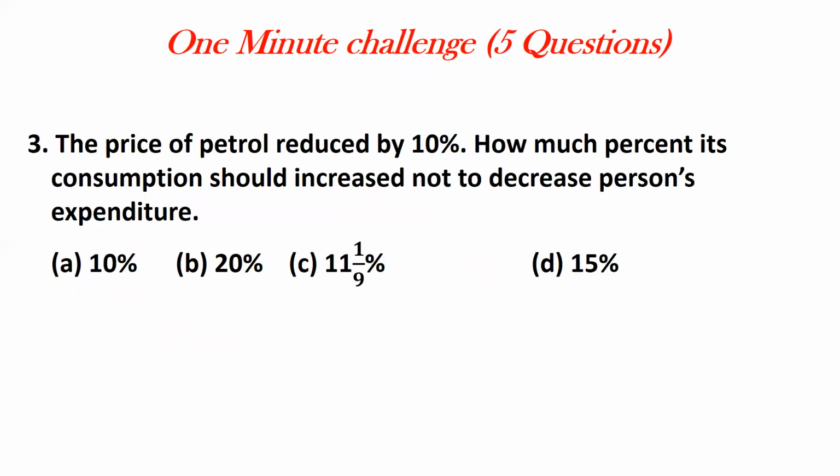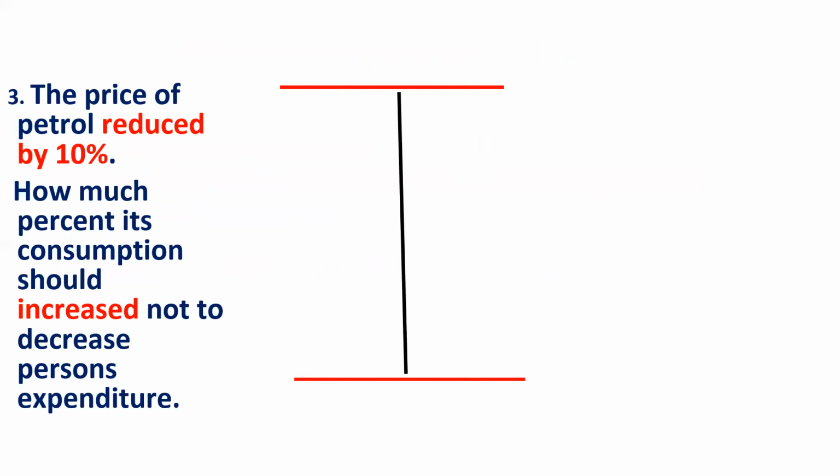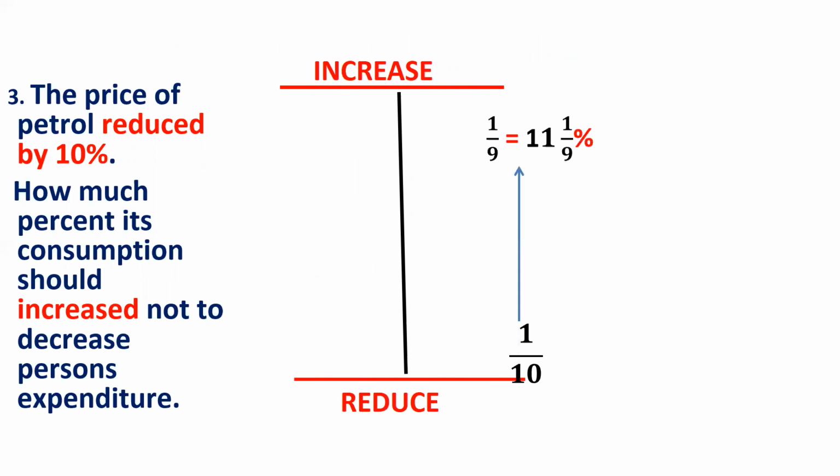We'll go to the third question. Price of petrol reduced by 10%. How much percent should its consumption be increased so as not to decrease the person's expenditure? Reduced by 10% is 1 by 10. Write it in the lower side, reduced is written in the lower side. When it goes up, it becomes 1 by 9, which is equal to 11 whole 1 by 9%, is the answer. As we know, x by y when it remains in the lower side, when it goes up, it becomes x upon y minus x.